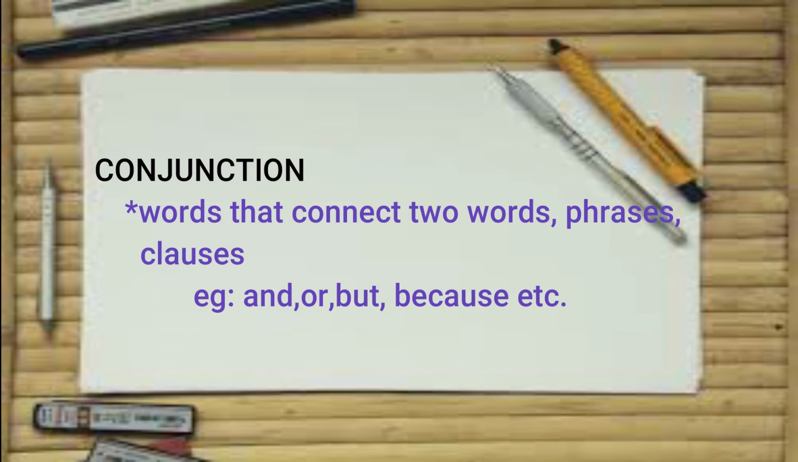The seventh part of speech is conjunction. Conjunctions are words that connect two words, phrases, or clauses. Example, and, or, but, because, etc.